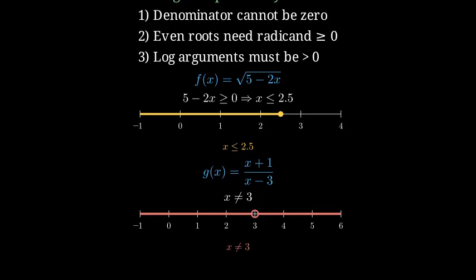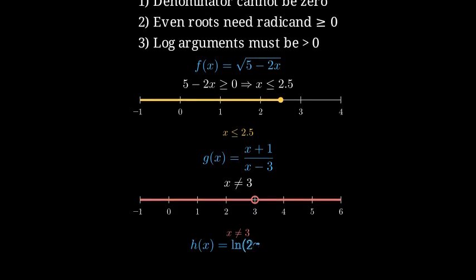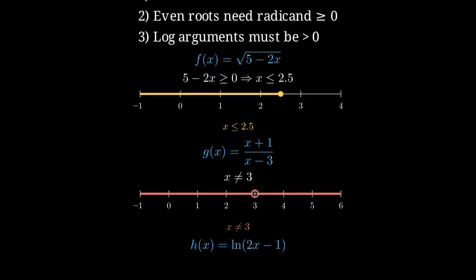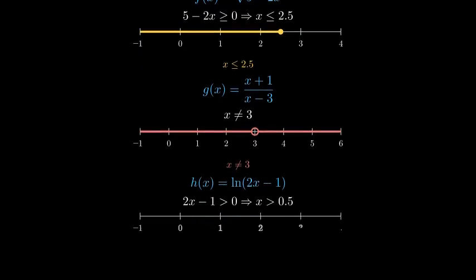Example 3. H of x equals natural log of (2x minus 1). For a logarithm to be real, the input must be greater than 0. So 2x minus 1 is greater than 0. This gives x greater than 1/2.